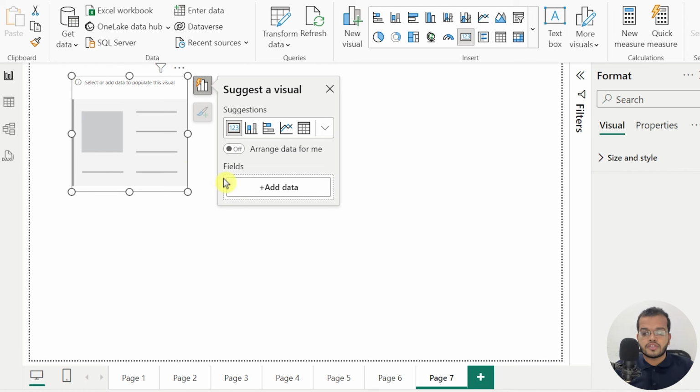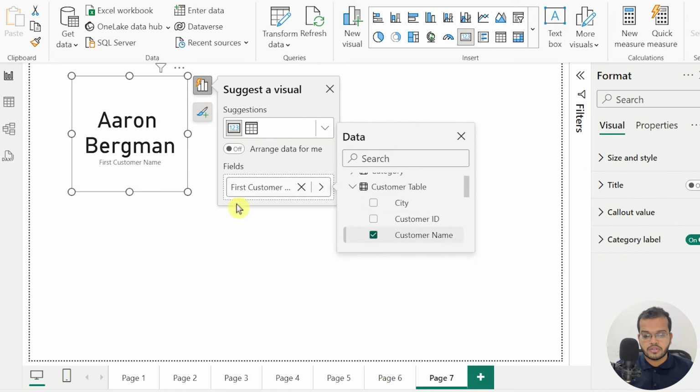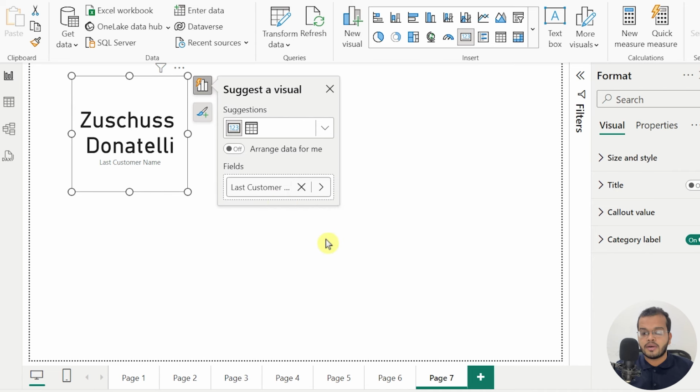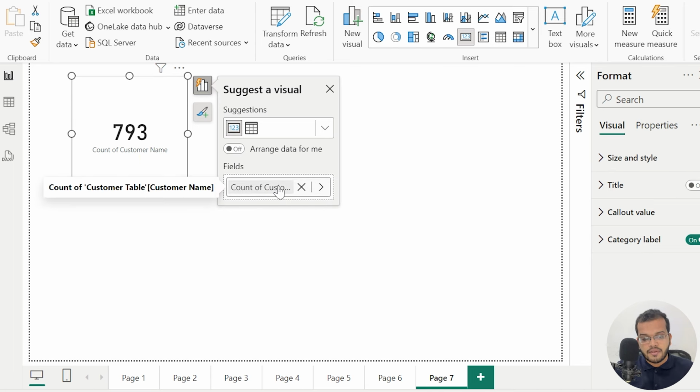Now if you see here, we have only one fields option to enter the data. So if I click on this data, let me choose customers. You see here, my first customer is Aaron, right? If I right click here and click on last customer, he is my last customer. If I right click here, 793 are my original customers. And if I take count, we have 793 as the original customers, right?